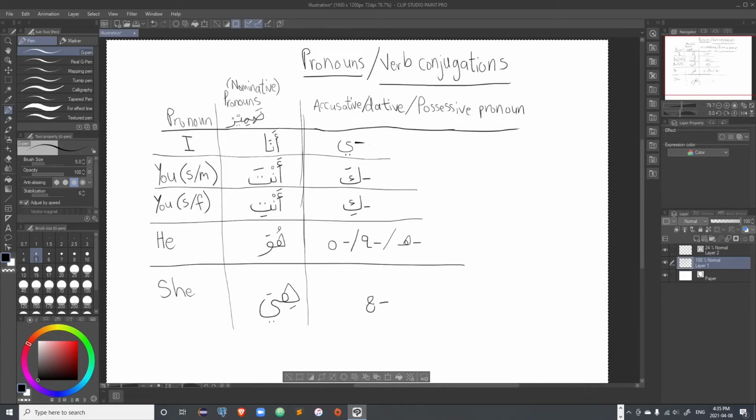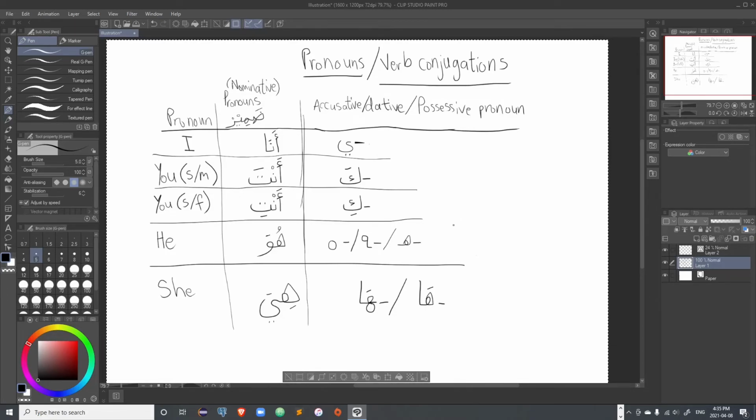ha, alif. Ha. Or it could be, if there is no connection, then it will be this, depending on whether this is used if the letter preceding it cannot connect. This is used, of course, if the letter preceding it can connect.